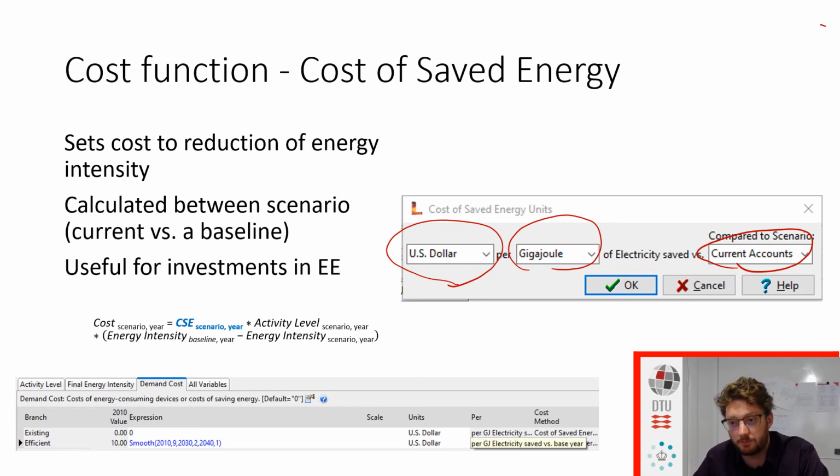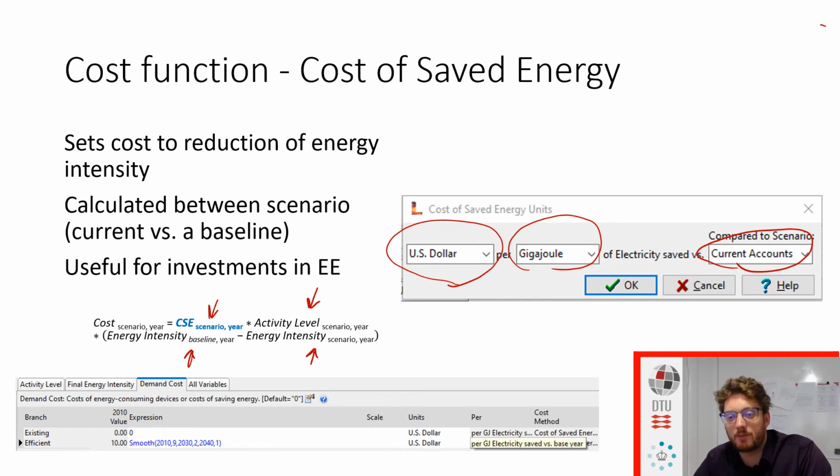But what does this mean? Well, it finds out the differences between the energy intensity between two scenarios. If you look at the formula, we have the energy intensity for your baseline and your energy intensity for your chosen scenario, and then the difference between that, and then we have a cost on that, multiplied by the activity level to see how much general energy we are expecting to save here. And then the CSE, that's the cost of saved energy that you specify.